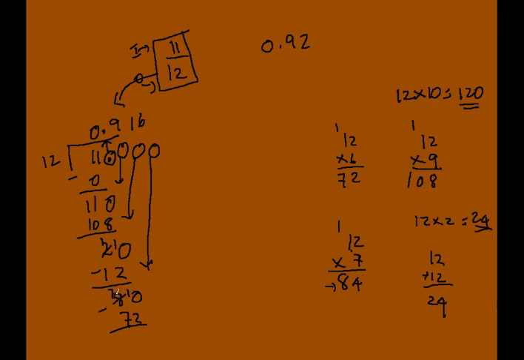Borrow 1, this becomes 7. 10 take away 2 is 8. So I'm going to have an 8. So this is 0.916666. It will be a repeating number here.